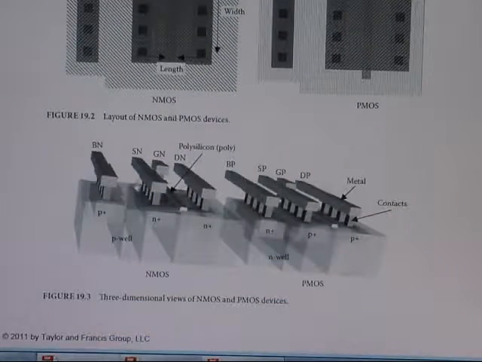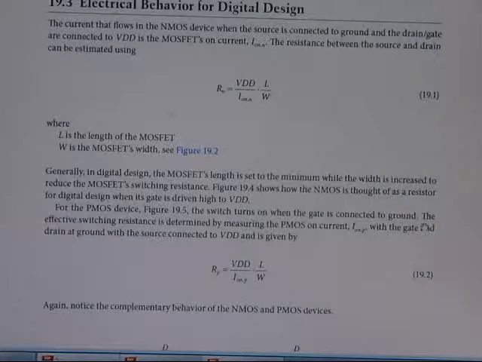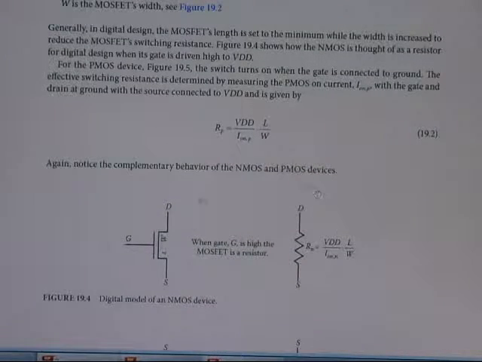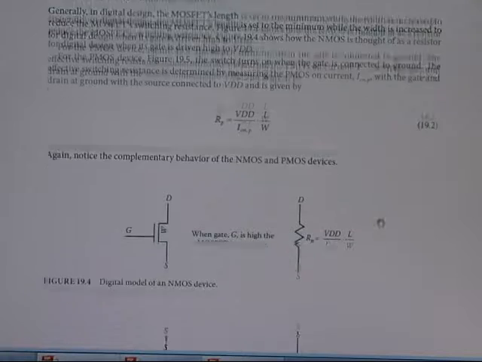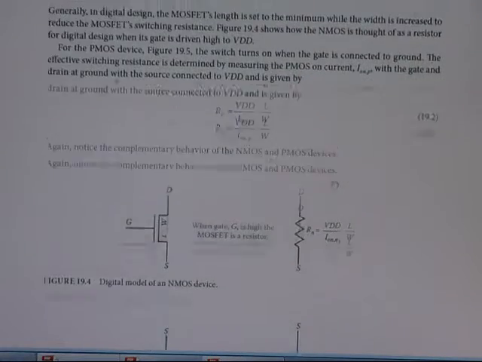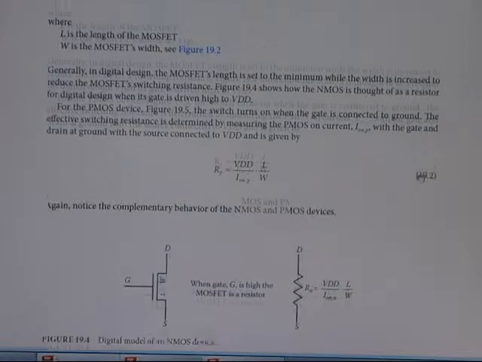So this is a connection diagram of the NMOS and the PMOS, a three-dimensional view of the NMOS and PMOS devices. This will be the electrical behavior. The output voltage, the system voltage, we can calculate by the equation. So for those equation parameters we can use these formulas, with VDD.